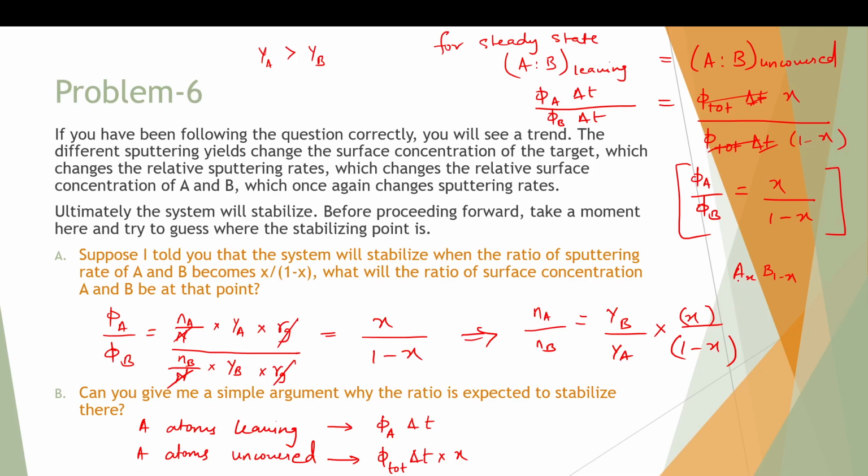Similarly, the number of A atoms should be inversely proportional to the sputtering rate of A. Higher the sputtering rate, more A atoms will get sputtered. So we don't want more, we want optimum. So yeah, if you just think about this for 2 minutes, you will understand that this actually makes intuitive sense. Okay, I'll move ahead.